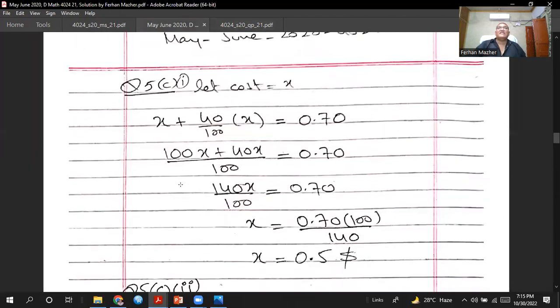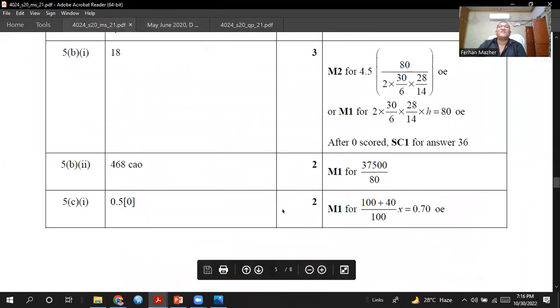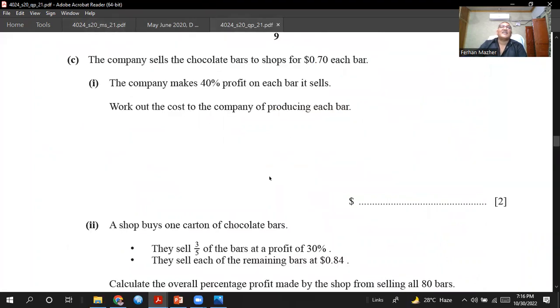That will be the equation. Let the cost to the company be x dollars. So x plus 40 by 100 into x is equal to 0.7. Take the LCM on the left side: 100x plus 40x over 100 equals 0.70. So 140x by 100 is equal to 0.70. So x will be 0.70 multiplied by 100 divided by 140, which is $0.5. So the cost to the company of making one chocolate bar is $0.5, and they are selling it at $0.7, making a profit of 40% on the cost price. So our answer is $0.5. Let's check. $0.5 is the right answer. I think our answers are good.